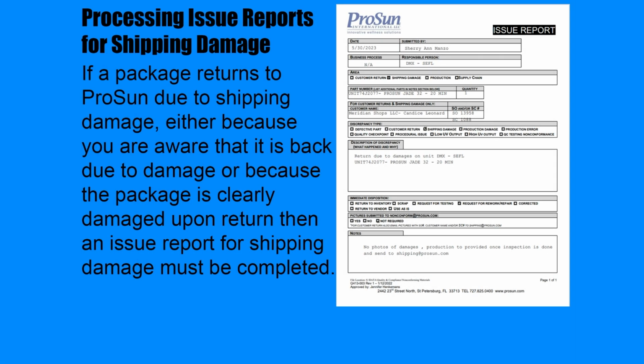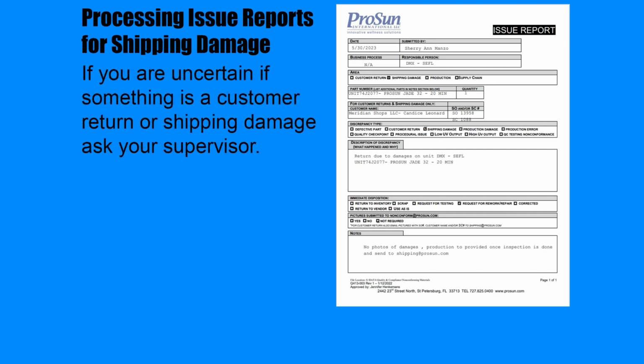If a package returns to ProSun due to shipping damage, either because you are aware that it is back due to damage or because the package is clearly damaged upon return, then the issue report for shipping damage must be completed. If you are uncertain if something is customer return or shipping damage, ask your supervisor.